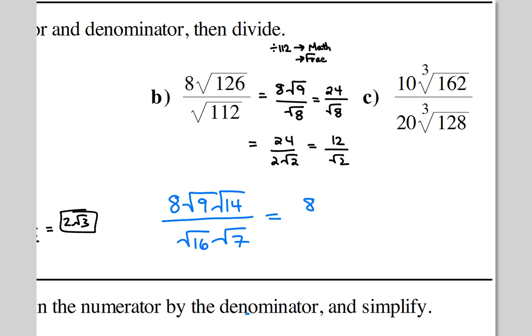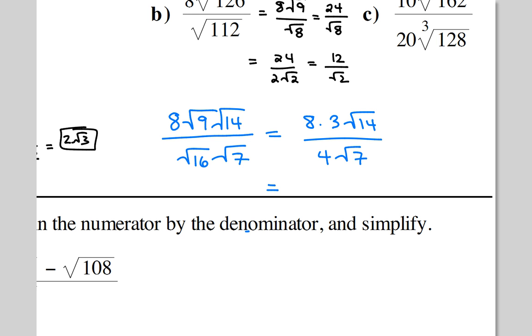Let's simplify this some more. 8 times 3 root 14 over 4 root 7. 8 and 4 will just cancel for a 2, and 2 times 3 is 6, and you get square root 2. So now the question becomes, did I screw up, or are those two things the same? Are they? Check the decimals. 12 divided by root 2, and 6 root 2. Oh my gosh, they're the same.